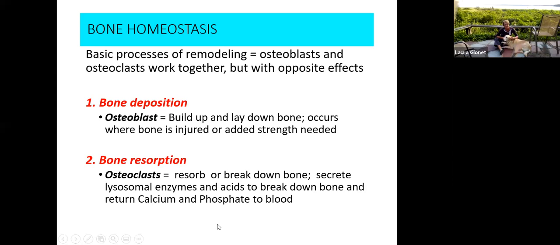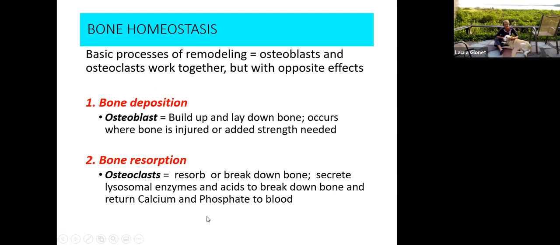Okay, bone homeostasis, the basic process of remodeling bone. We have the osteoblasts and the osteoclasts that work together, but in opposite directions, right? Because osteoblasts build up bone and osteoclasts break down bone. So bone deposition means to lay down more bone. That's done by the osteoblasts. Build up and lay down bone occurs when bone is injured or needs added strength, or when we're trying to, in adolescents, build up a bone and increase the length or the size of a bone.